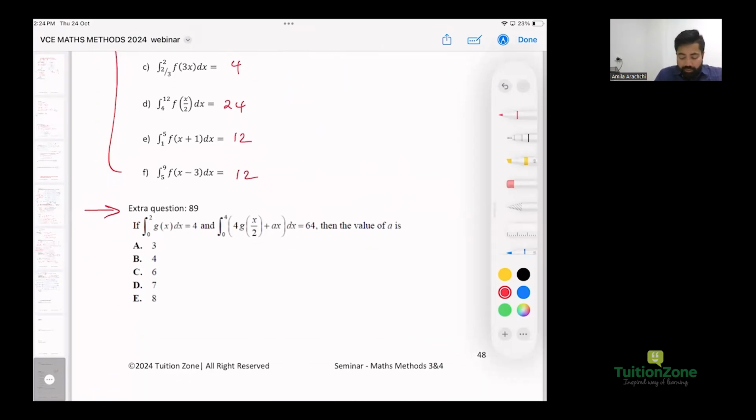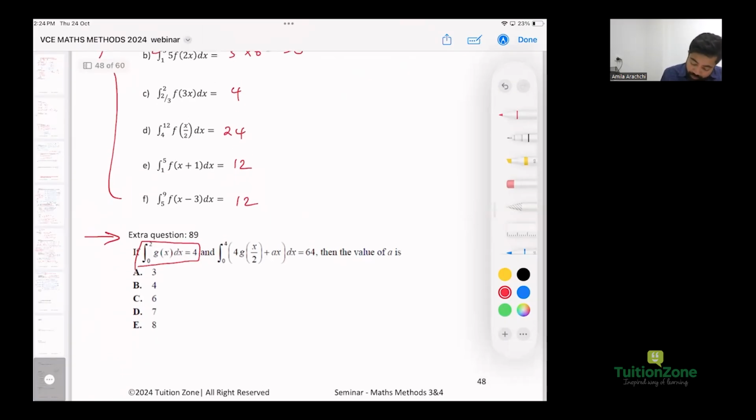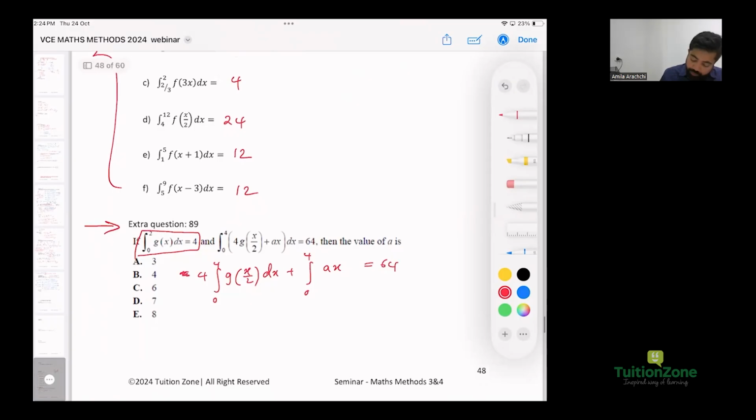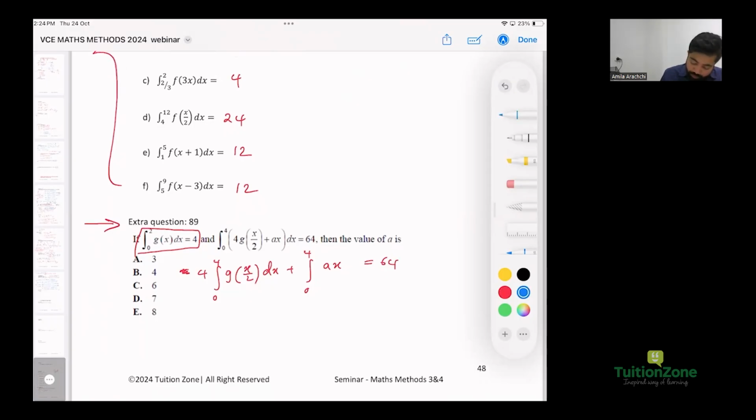So this is how the question is asking. See, it's given something. They've given data in there. And in this case, we can actually split them up. So we have 0 to 4, g of x over 2 dx plus 0 to 4 ax equals 64. Then, can someone tell me what's the answer for this one? Just this section.